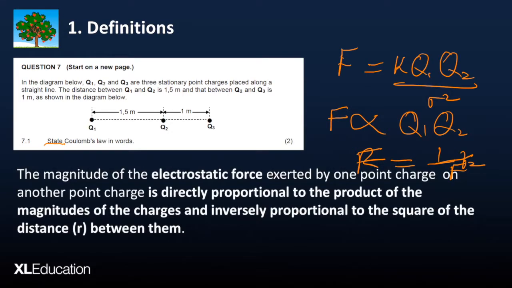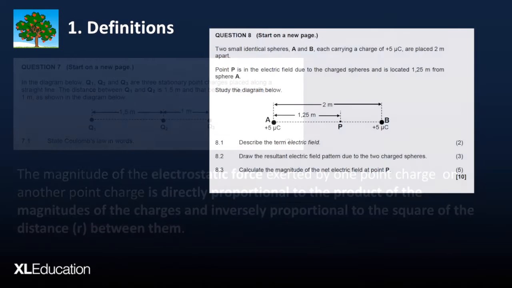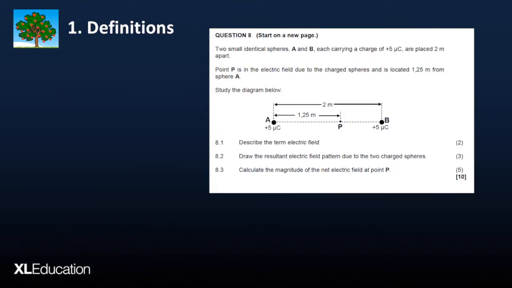So I'm putting this one into words now. I'm saying the electrostatic force exerted by one point charge on another point charge is directly proportional to the product of the magnitudes of their charges and inversely proportional to the square of the distance between them. This is the relationship that I've separated for you from the main mathematical formula that is given there. Right, let's move on now.